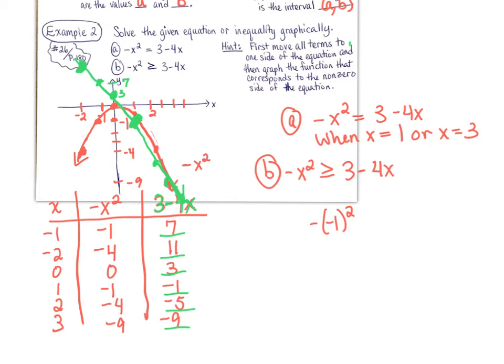Go ahead. 1 inclusive, comma 3 inclusive. Bracket or parentheses? Bracket. Good. So bracket 1, comma 3, bracket. Very good. Okay, so when x is between 1 and 3. Very good. What questions do you have?